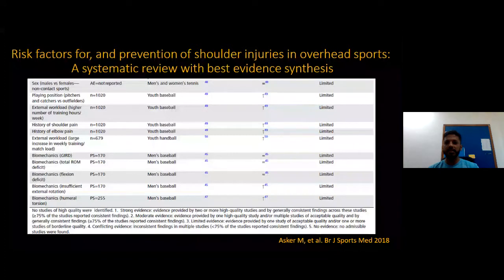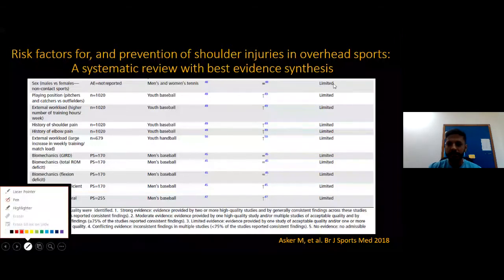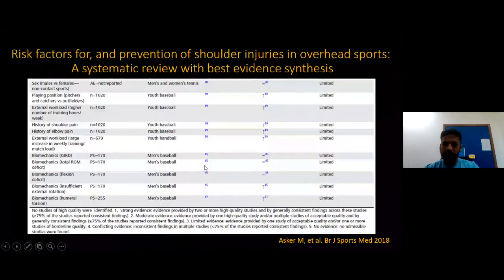Then there are other risk factors, like flexion deficit. Total range of motion, as I said, is 180 degrees; if you don't have that, then you are more prone to it. There are so many studies which say that, but the evidence is almost limited.